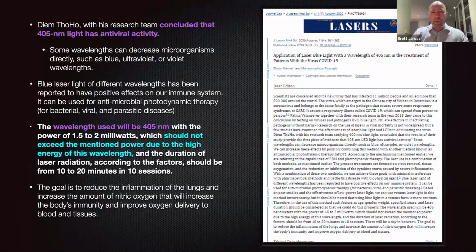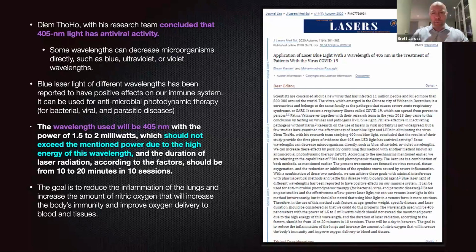Now, this is the point, and I'm going to emphasize it again with one of those red drop downs, that the wavelength used for these antimicrobial components for viruses, bacteria, etc., like the toenail fungus and acne, was 405 nanometers, so violet, with a power of 1.5 to 2 milliwatts. And this article stated that it should not exceed that power due to the high energy of the blue, the violet wavelength, and the duration of the laser radiation, according to these factors, should be from 10 to 20 minutes.